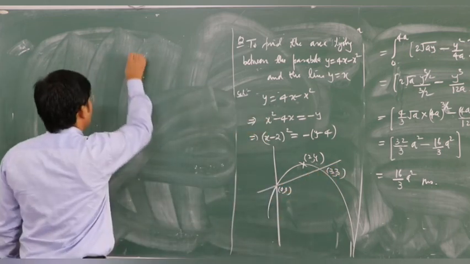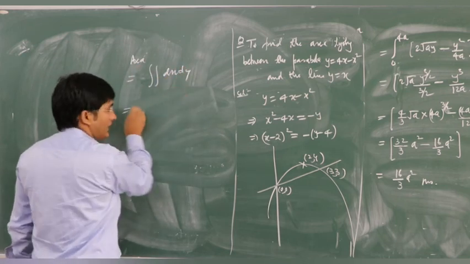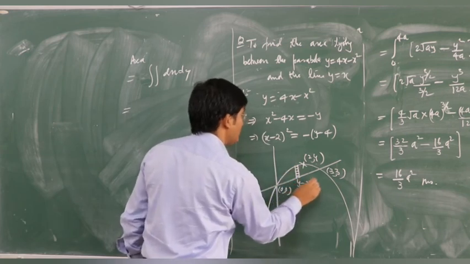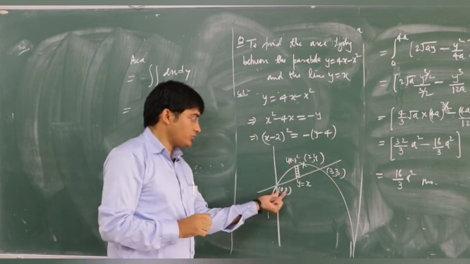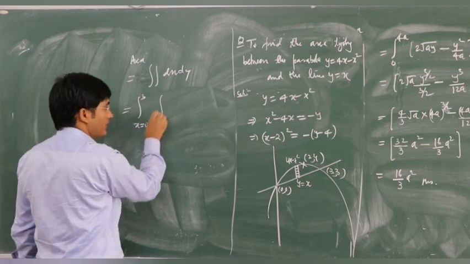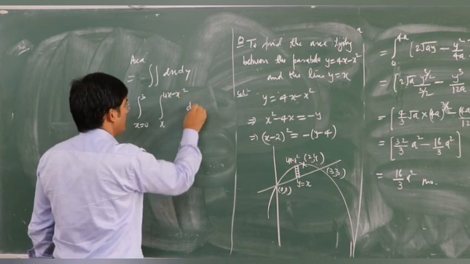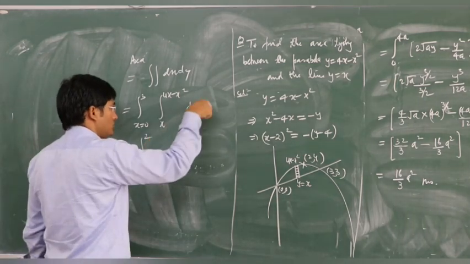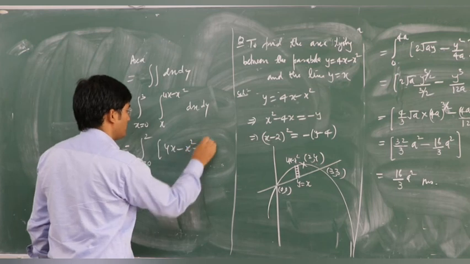So your area will be equal to the double integral dx dy. And if you take the vertical strip, then here you can see that y will be from x to 4x minus x square, and x will vary from 0 to 3. So x is from 0 to 3, and y will vary from x to 4x minus x square, and then we have dy dx, and the integration of this bracket with respect to y will give you 4x minus x square minus x.